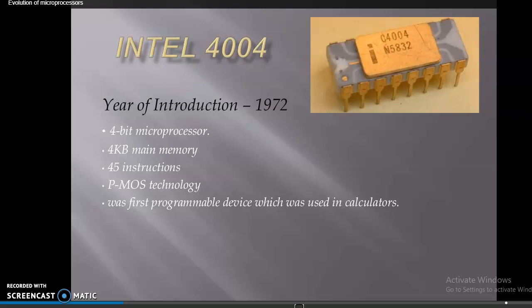And one more thing I want to say here is that microprocessors used assembly language only, not high level languages. Assembly level language programs were the only ones used in these microprocessor devices.